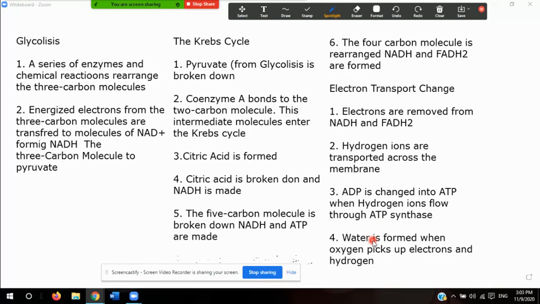Finally, in the fourth step of the electron transport chain is where we see the oxygen involved. Water is formed when oxygen picks up electrons and hydrogen. That oxygen picks up the hydrogens and the electrons, and then the cycle starts again in glycolysis. Water is a waste product, and that's why oxygen is so important.